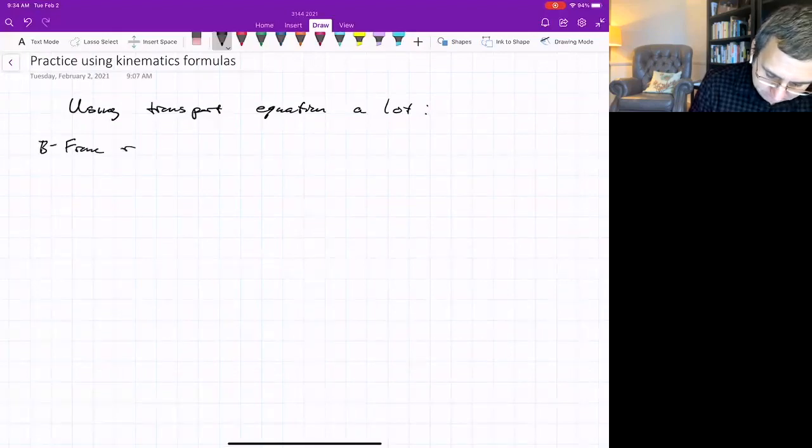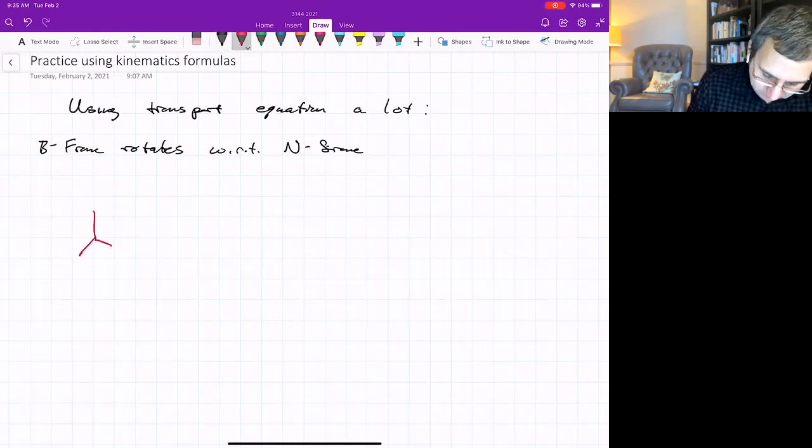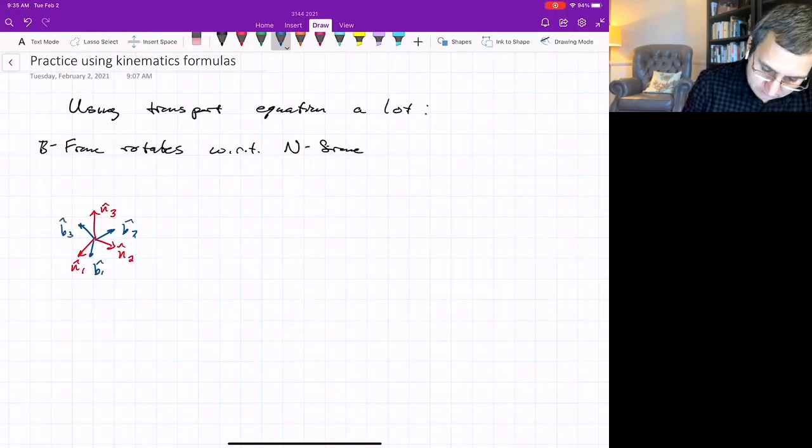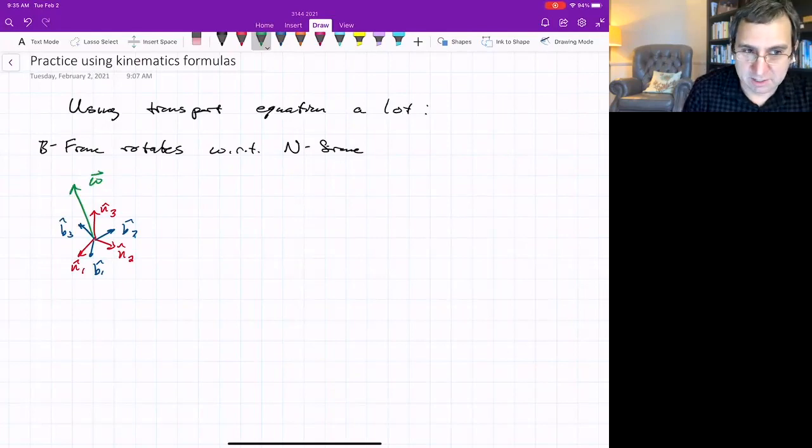B frame, that rotates with respect to an N frame. So these are names I've given to frames. Typically the N frame will be the inertial frame, but this holds for any two frames. B frame can be something else. So these two frames are related by an angular velocity vector, which is B with respect to N, okay?